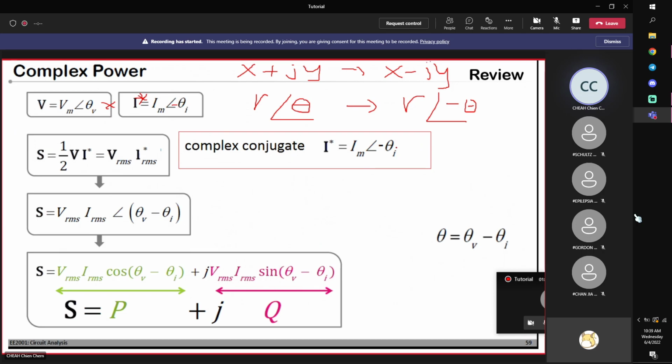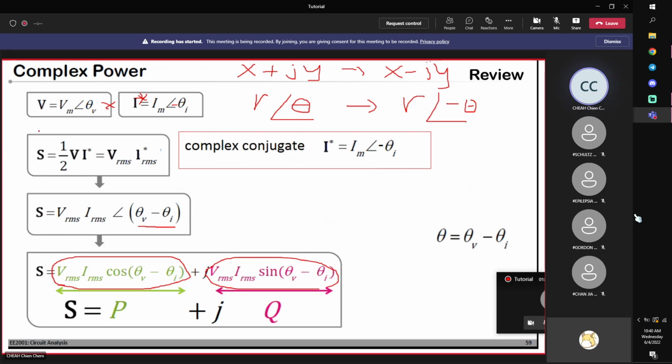Now, when you multiply V by I conjugate, you get a phase difference, so that later on, when you take the real part of this complex power, you actually get your average power. At the same time, we have additional information: the imaginary part gives us the reactive power. So complex power is a good way to calculate powers, in the sense that you can just multiply them in phasor form, then take the real part to give you the real power, and take the imaginary part to give you the reactive power as well.